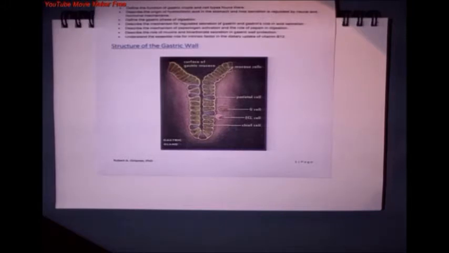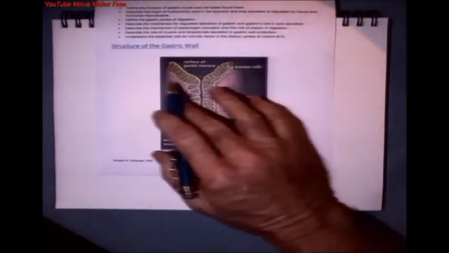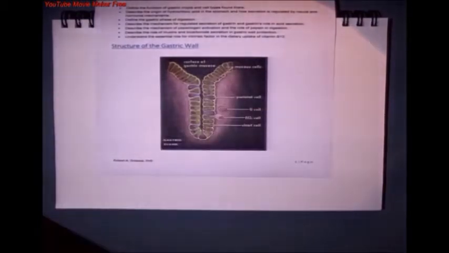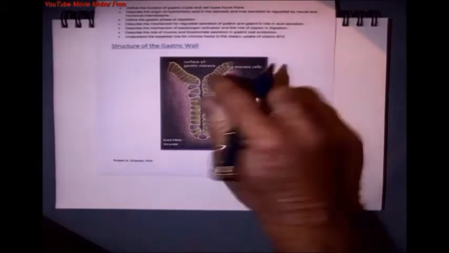So why do you think, generally, those pits are so far down deep? Keep them from the acid. Yeah, exactly. Keep the cells protected from the lining of the stomach. Now, the lining of the stomach, we're going to talk about these particular cells, the mucus cells, because those are strictly involved in protection of the stomach wall, the gastric wall.